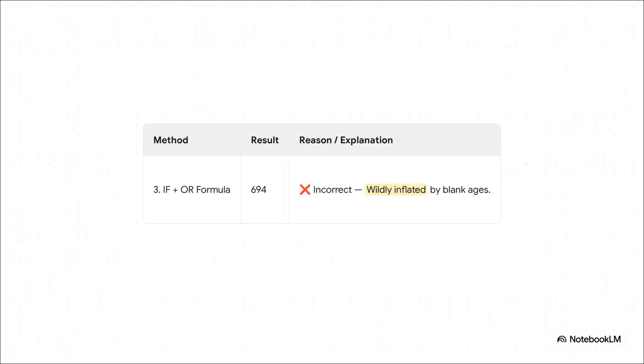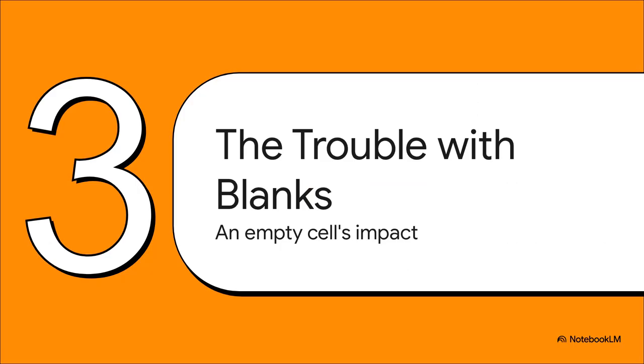And the result is 694. Whoa, okay, that is way off. What on earth just happened? Remember that little problem with blank cells we found a minute ago? Well, it just got 1,000 times worse. With the OR logic, every single person who has a blank for their age is now being counted because the formula sees that blank as 0, and 0 is less than 10. Our little problem is now a huge problem. So let's just pause here for a second, because this is a really big deal when you're working with data.